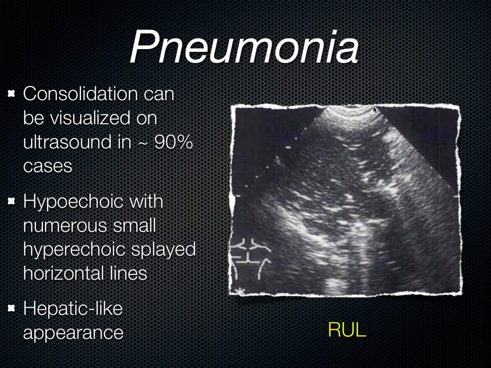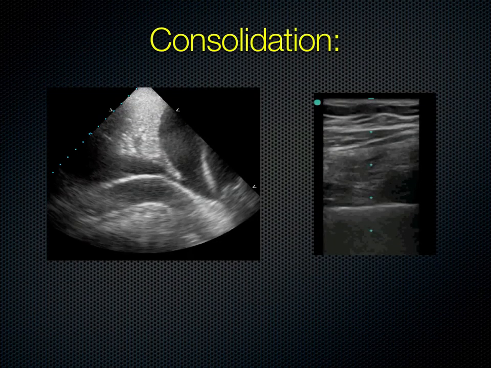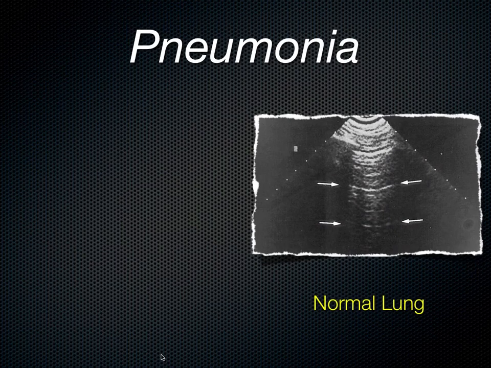So here's some examples. In about 90% of the cases you can actually see a consolidated area of lung. This lung looks grayscale, dark gray. It has these horizontal white hyperechoic lines throughout, which represent the bronchograms. And the lung itself is starting to look like liver. Here's another example where the lung can be seen. There's fluid all around. The lung is consolidated, but you can see some bright white splayed horizontal and perpendicular lines throughout, which represent the connective tissue.